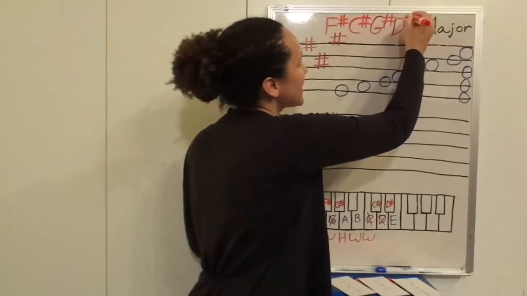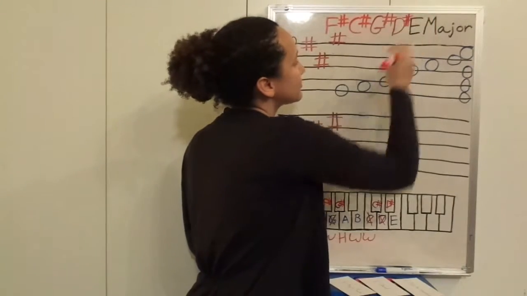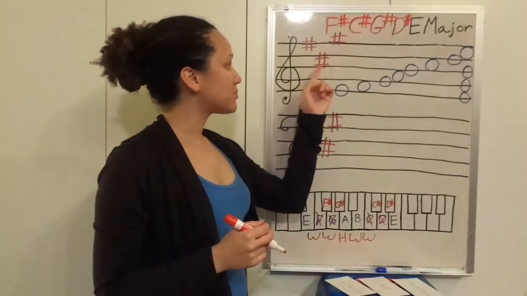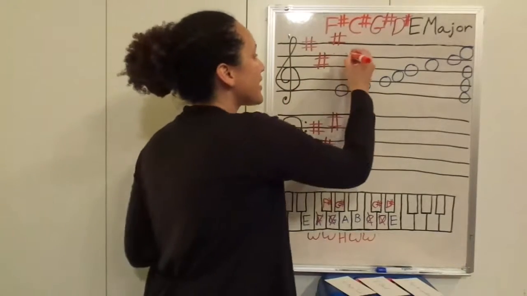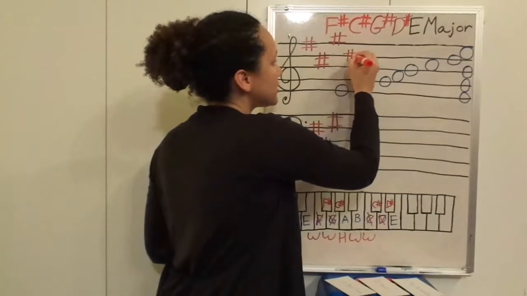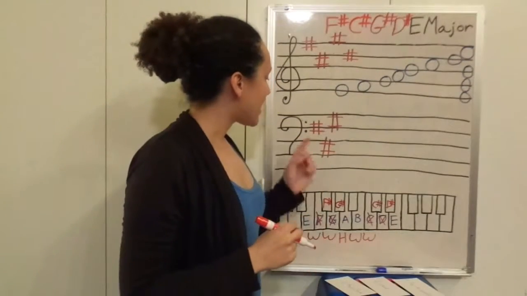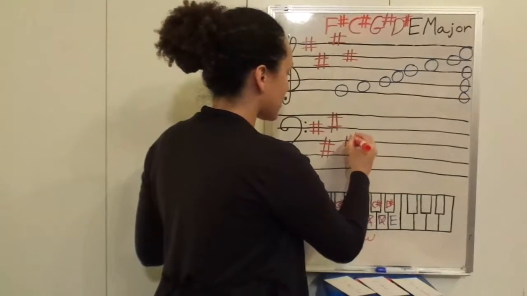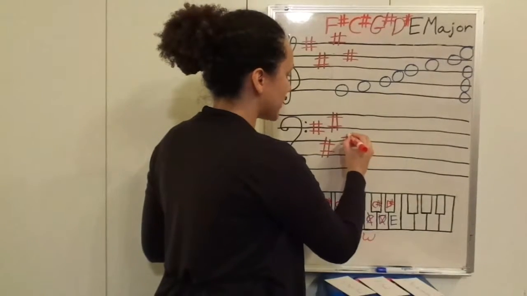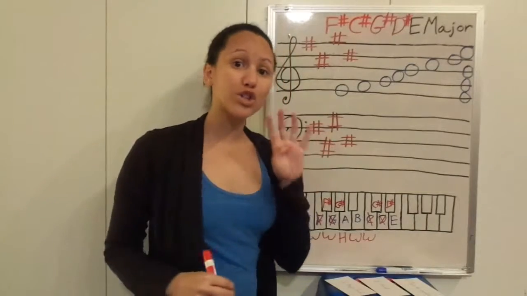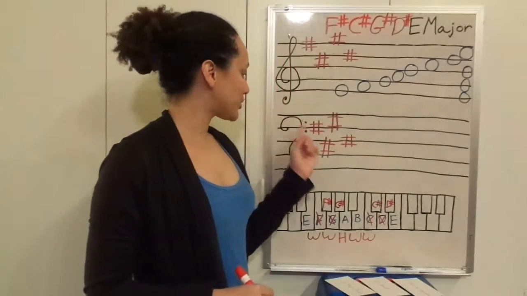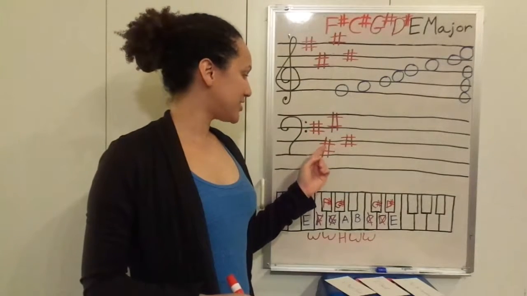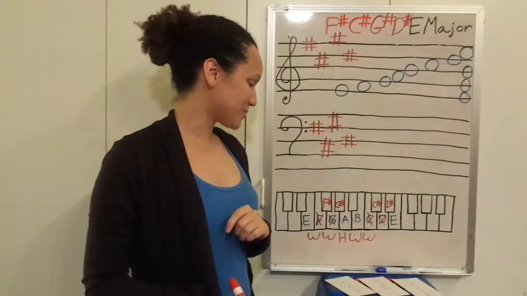Now squeeze it in. Not very much room. Okay, so on here we have F sharp, C sharp, G sharp, and I'll add the sharp in here as well, so you see what the key signature looks like. And bass clef, F sharp, C sharp, G sharp, and then I will add the D sharp in as well. So now we have 4 sharps, and they are in this order: F sharp, C sharp, G sharp, D sharp.